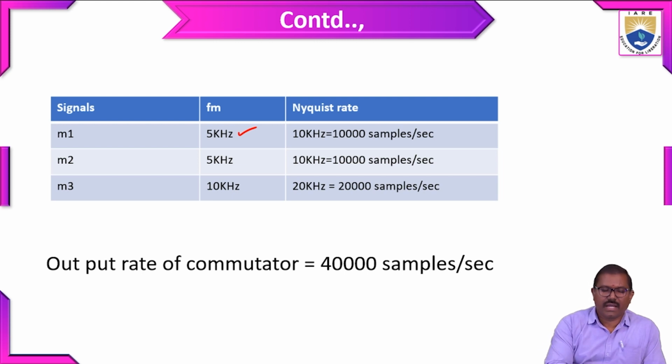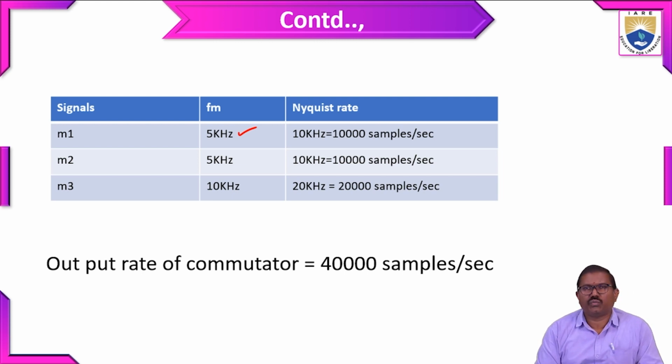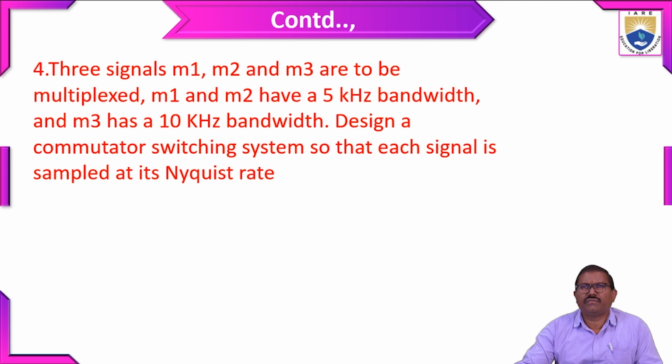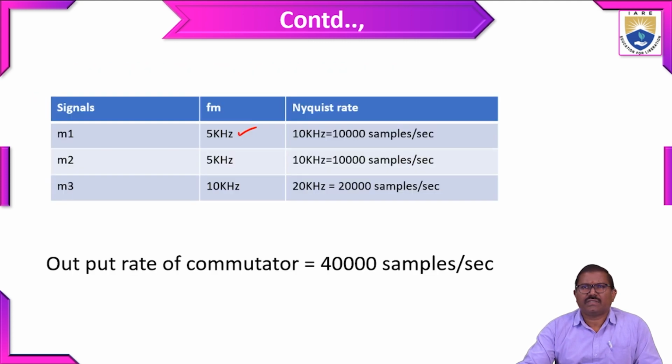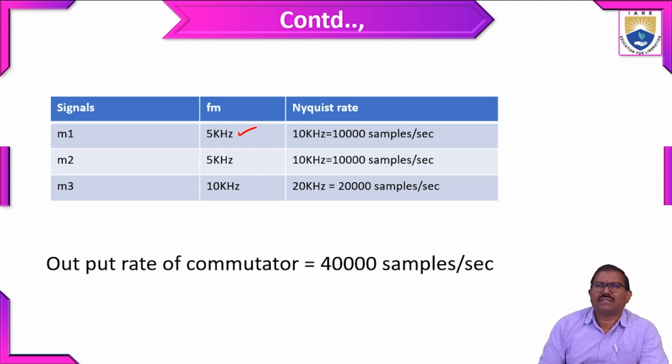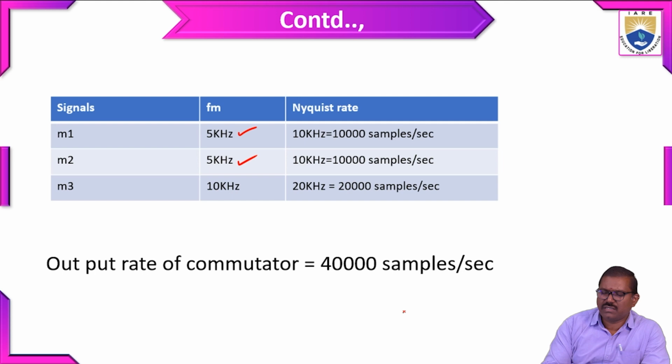And next one is M2. Here we take M1, M2, M3, three signals. M1 and M2 both have 5 kHz and M3 is 10 kHz. So M2 also has 5 kHz, so the Nyquist rate is again 10 kHz, which is 10,000 samples per second.